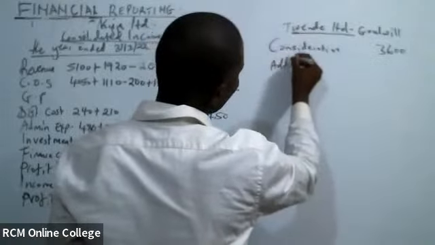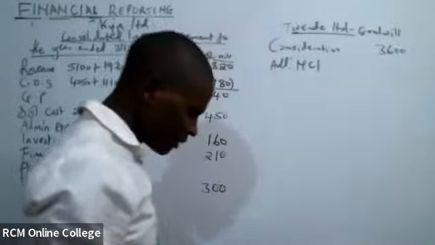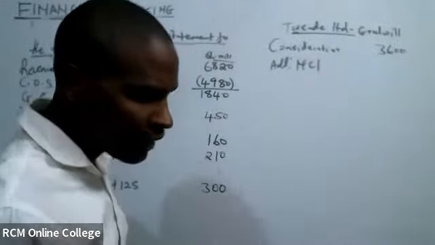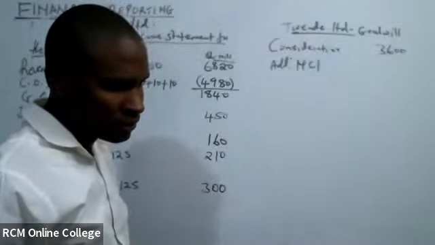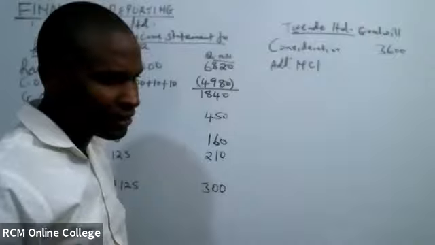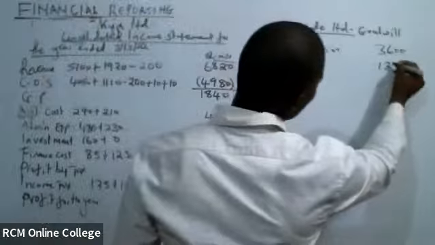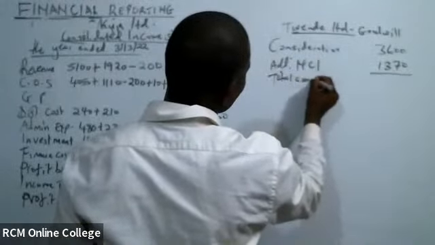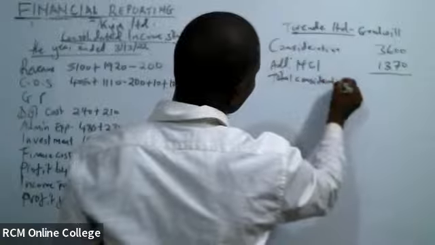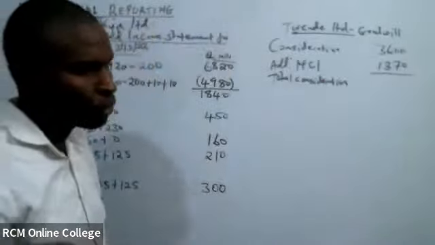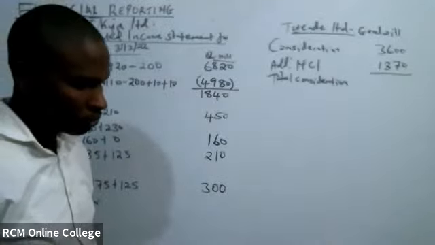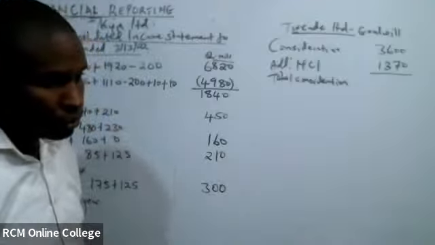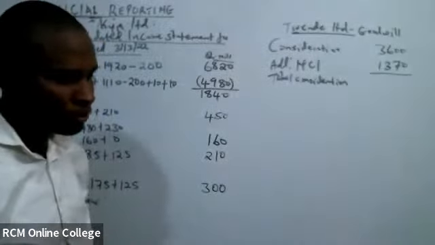Then we add the NCI. NCI walituambia ni ngapi? Non-controlling at fair value. NCI iko pale direct 1370. Ukishajua vile inafaa inakuwa total consideration. Total ya hiyo. Total consideration. Ongeza hizo zote.